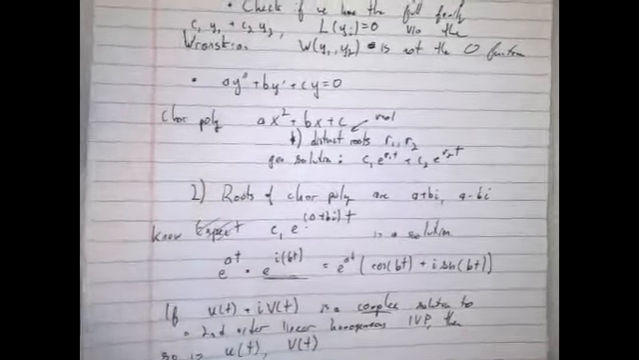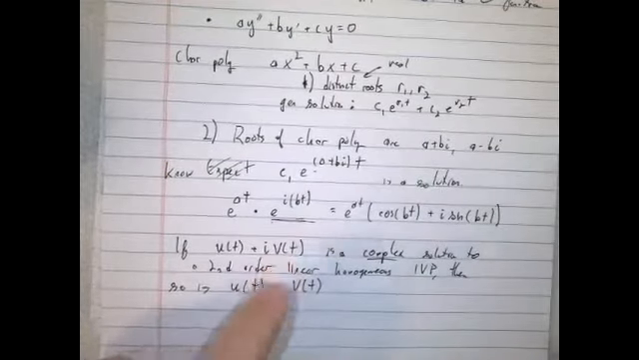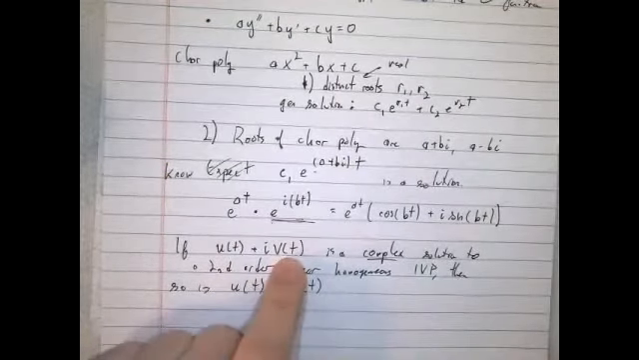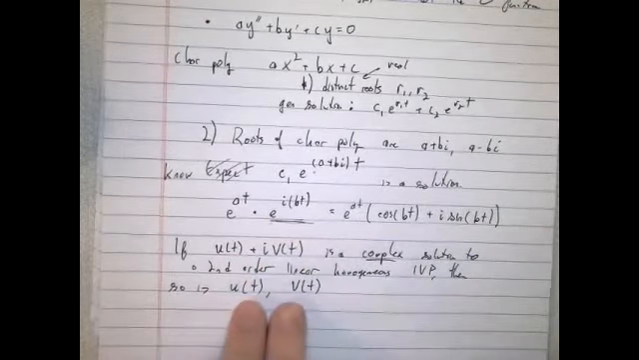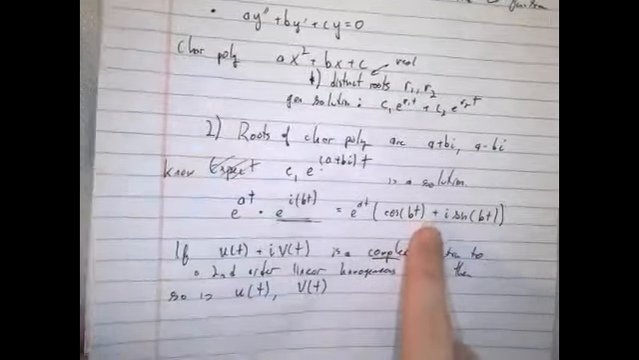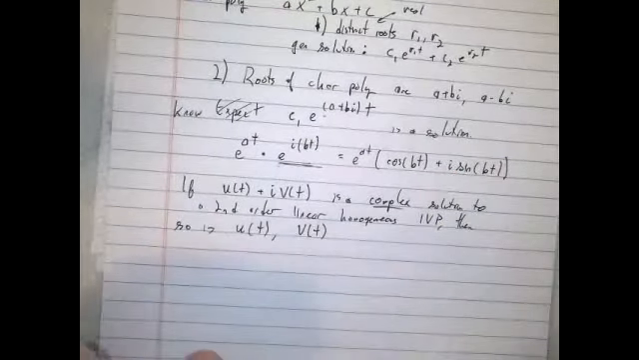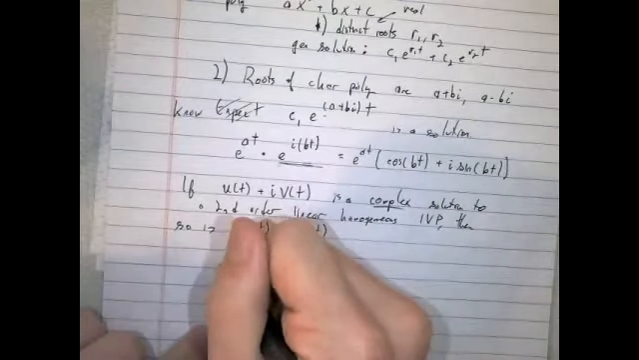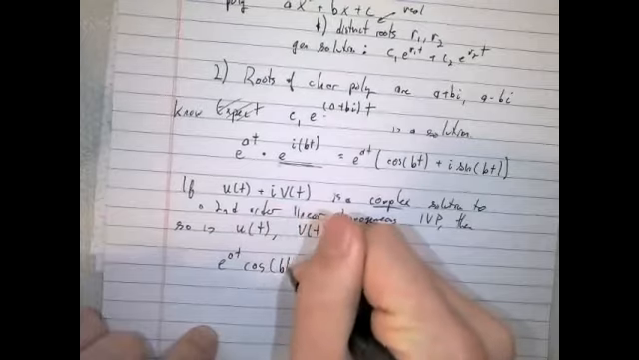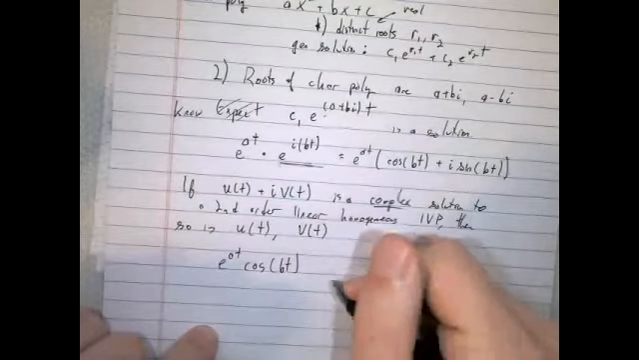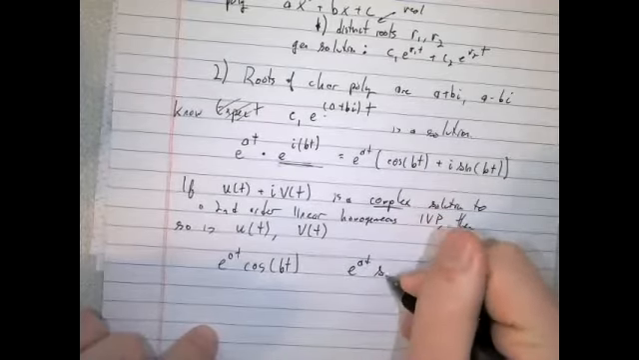Oh, you can't see it. There we go. If I have one complex solution such that the real part and the complex part are both non-trivial functions in terms of time, then I get two solutions out of it. And in this case, what this one complex solution gives me is two real solutions, namely e to the at cosine of bt. This is going to be one solution. And then the other solution is going to be e to the at sine of bt.